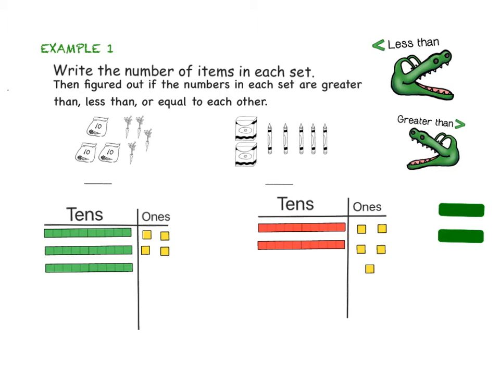For our first set, we have 1 bag of carrots that equals 10, 2 bags of carrots that equal 10, and 3 bags of carrots that equal 10. So we're going to come down to our place value chart and plug in our 3 sets of 10. So 1, 2, and 3. And then we're going to come over and count our ones. 1, 2, 3, 4. 4 loose carrots. And we're going to plug those into our place value chart. And that equals out to 34.